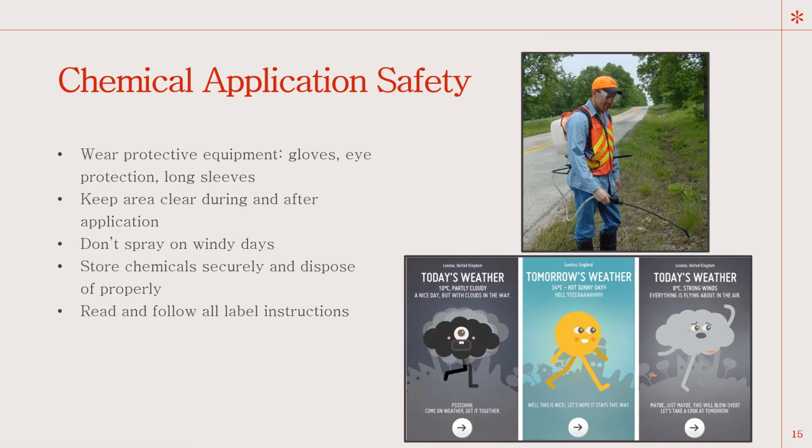So just some general safety things to always consider when you're working with herbicide is you want to wear your personal protective equipment, or PPE. Read the labels of your herbicide that you're going to be using, because that will really give you an idea of what they recommend to wear. But in general, you want to wear rubber gloves, eye protection, and long sleeves.